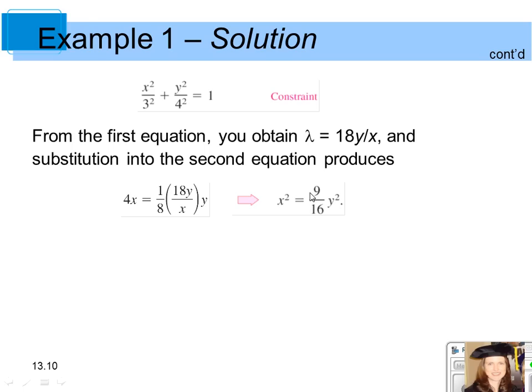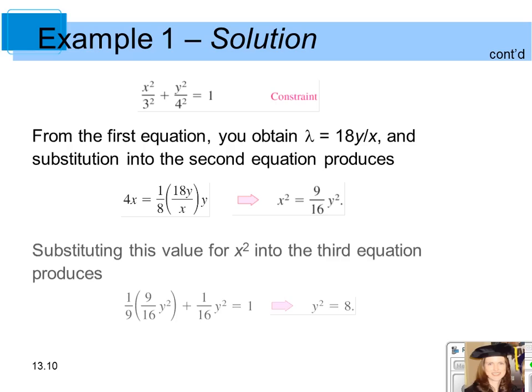Now you can take what x squared equals here and plug it into the constraint equation. You're dealing with three equations and three unknowns. So this is a method of using algebra to solve the system of equations. Again, by combining the first two equations, solving for lambda and plugging it into the second equation, you get this. And then when you substitute that into the constraint equation, you get this.